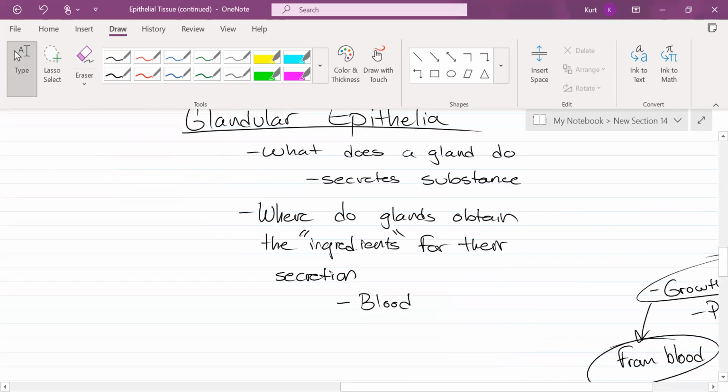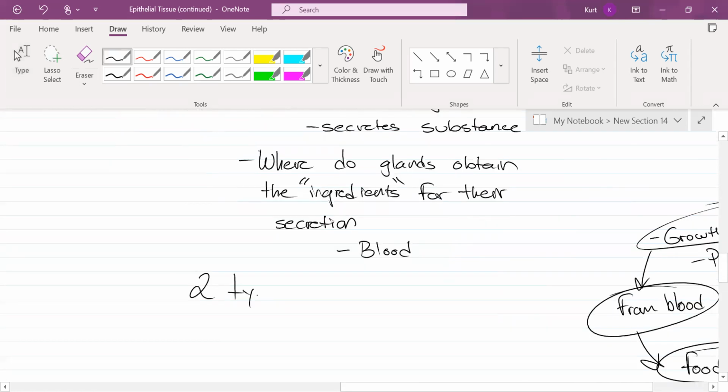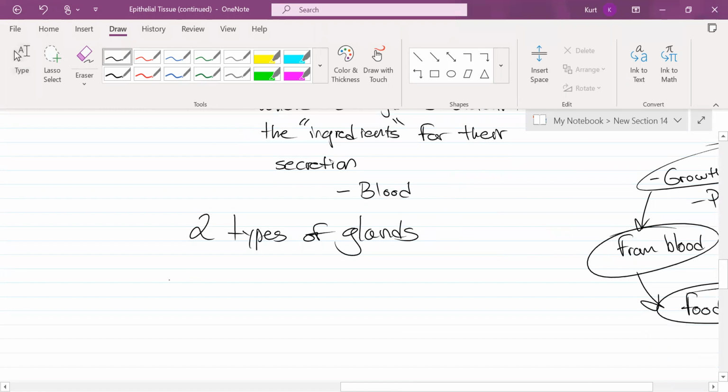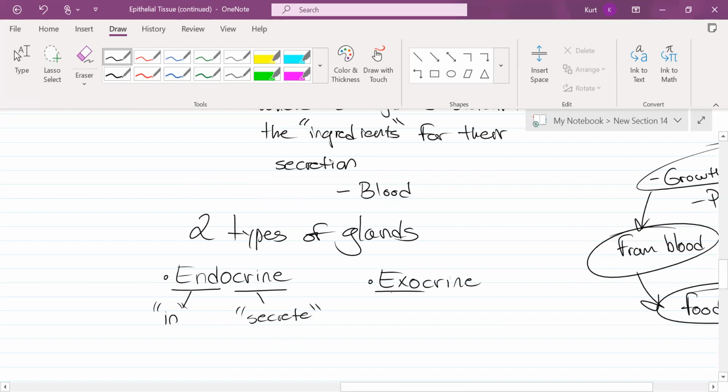Okay. There are two types of glands. I'm sure you guys can easily translate at least part of this. The first one you've heard of before is called endocrine. What does endo mean? In. And crine means secrete. What do you suppose the opposite of endocrine is? Exocrine. Very good. This means out.